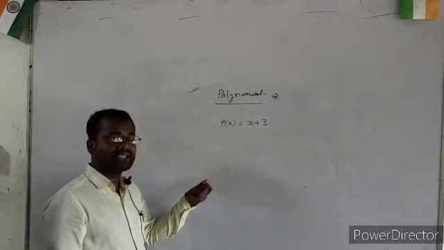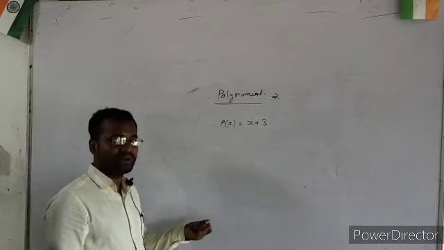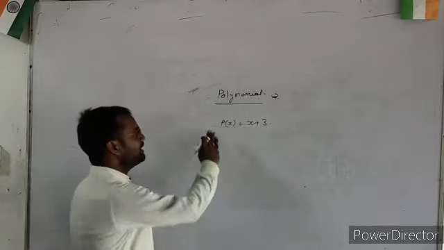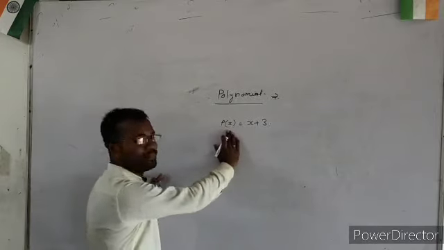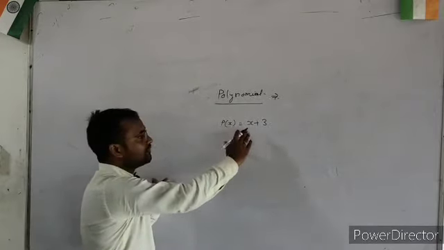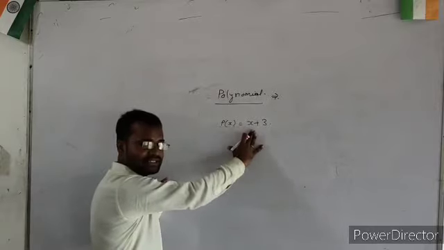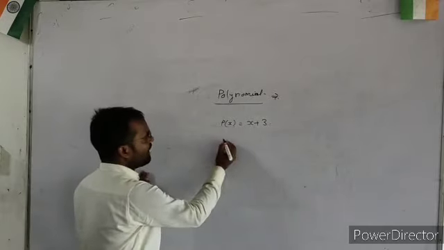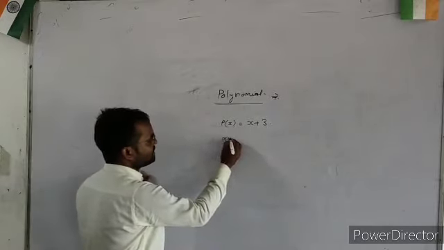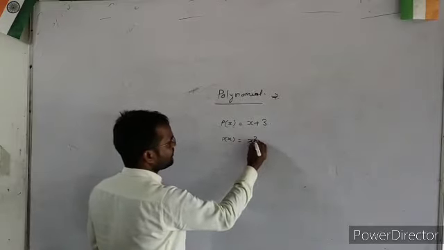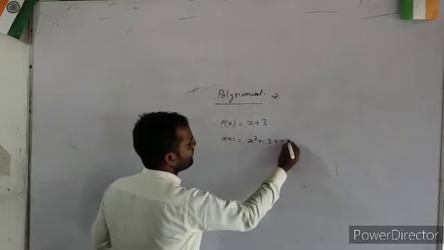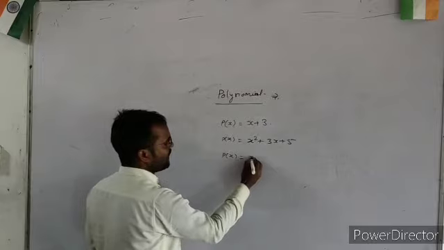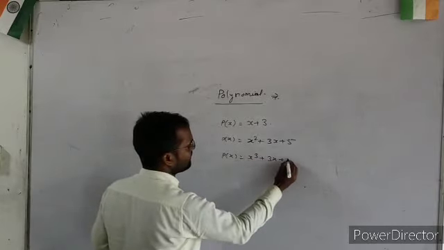Students, now we discuss what is the meaning of degree, what is the meaning of term, and which kinds of polynomials are called monomial, binomial and trinomial. Students, we will see that p(x) is a polynomial function of x, equal to x plus 3. Suppose p(x) is equal to x square plus 3x plus 5. Okay students, suppose any polynomial p(x) is equal to x cube plus 3x plus 5.